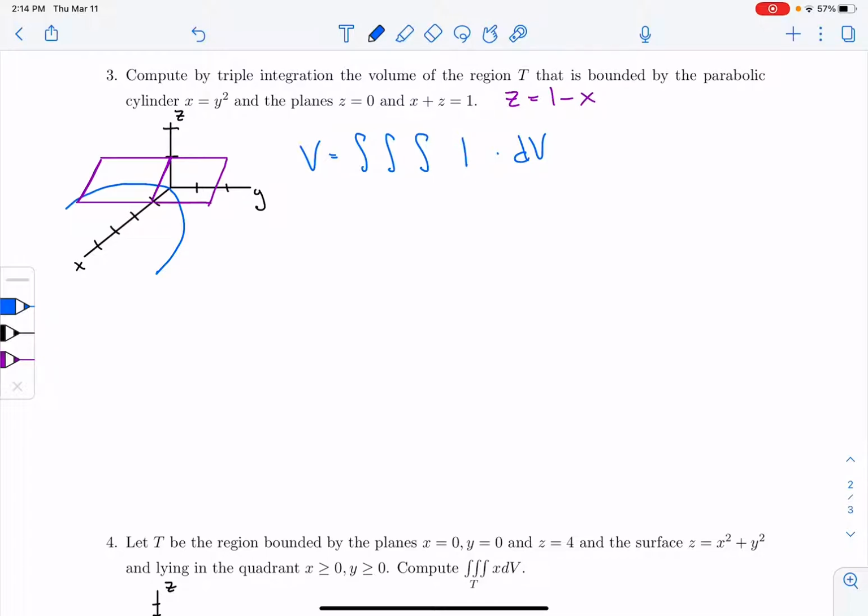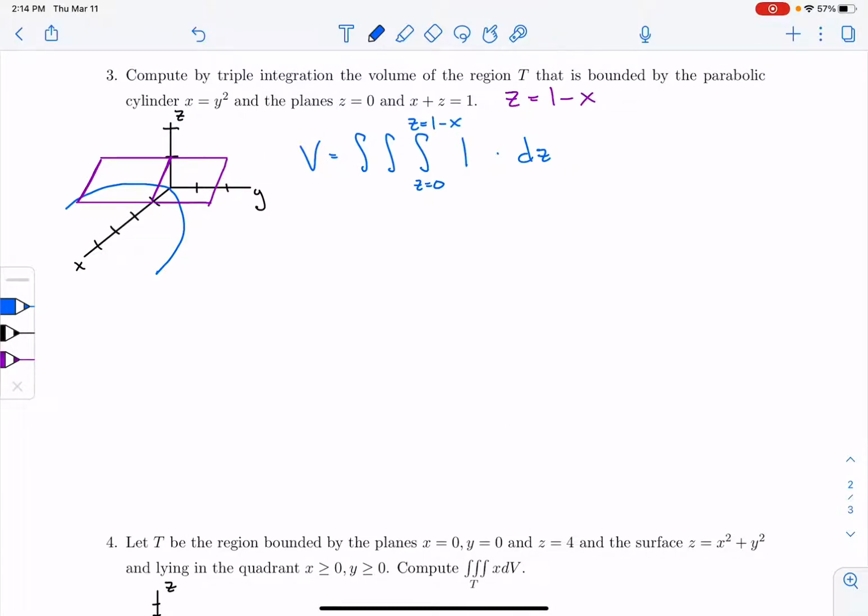Well, I'm going to write this down first as an integral dz. I want to find the volume that's underneath that purple plane. So I'm going to integrate from z equals 0 to z equals 1 minus x.